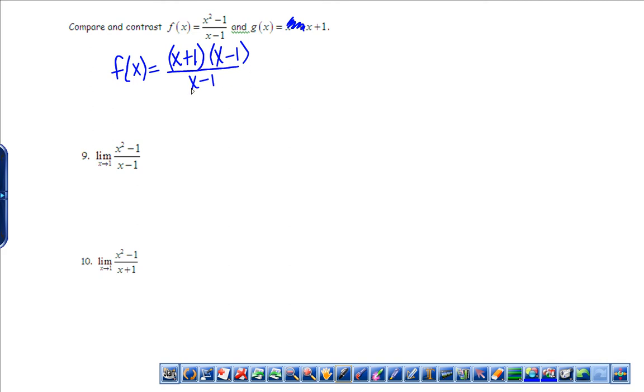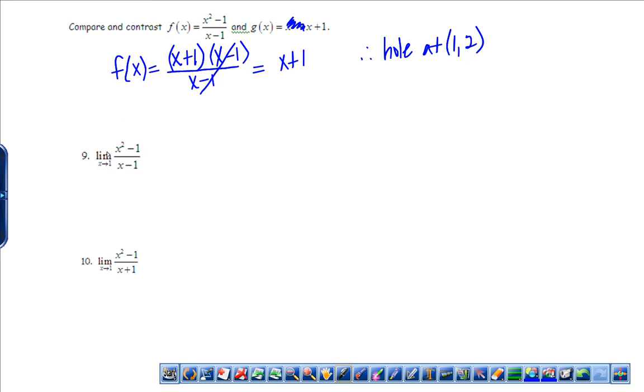And like a function before, this cancels out, so that means there's a hole. Okay, so I just end up with x plus 1. So I'm going to say, therefore, I have a hole at 1, 2. I got that by saying negative 1, plugging it in here, a hole at 1, plugging it in there to get 2. Okay, so I'm just comparing those.